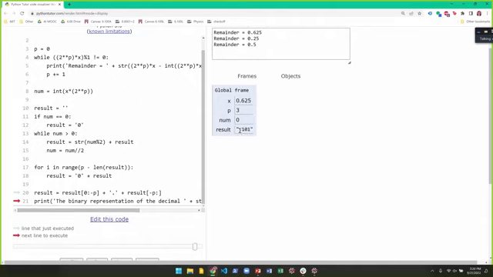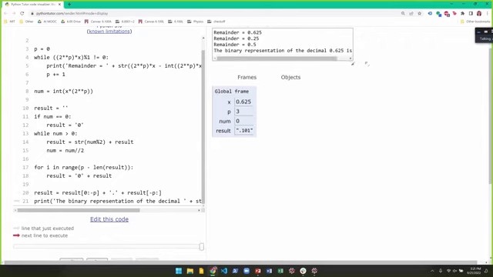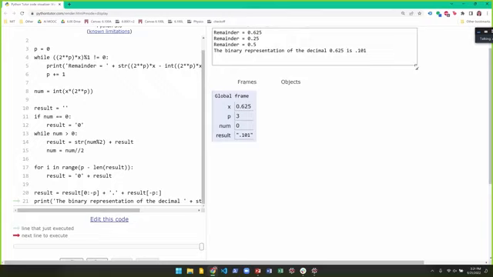So here it is. It made the point 101. And then, sorry, this bit, which I skipped over, applies the dot, right? So it puts the dot in front of it. And then the last step is to just print the representation. So the binary representation of 0.625 is 0.101.